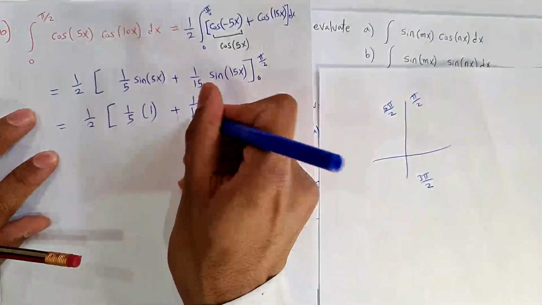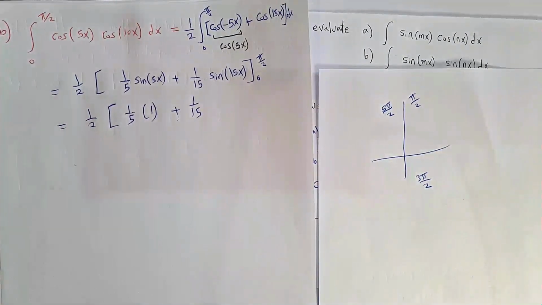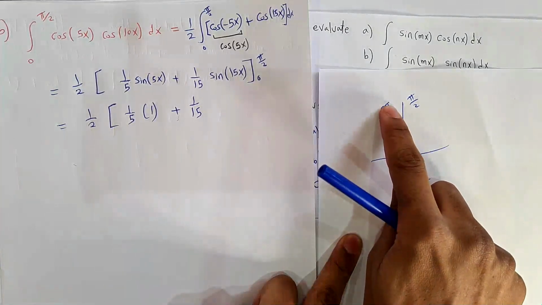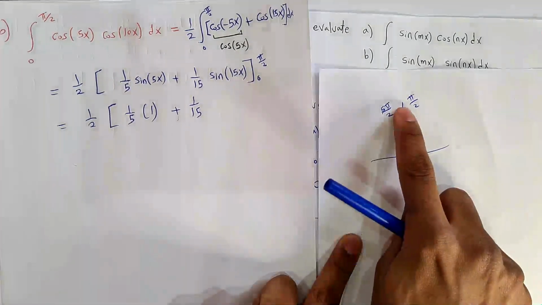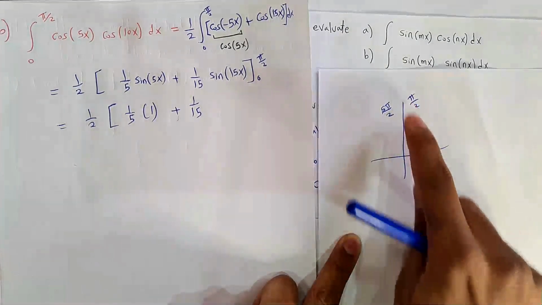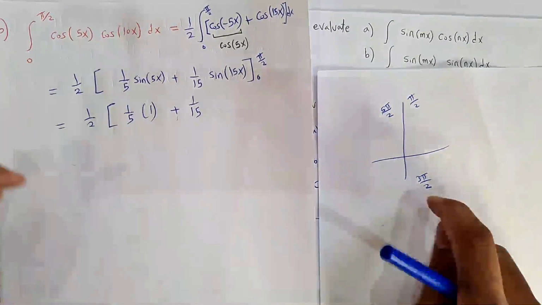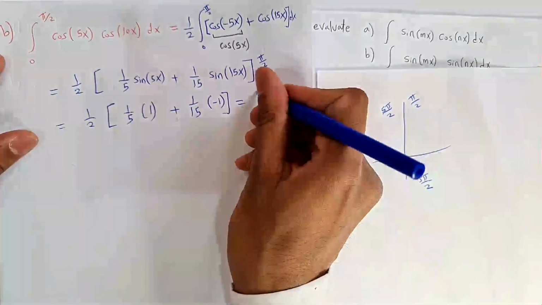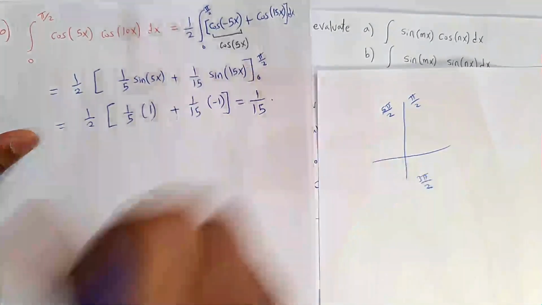Plus 1 over 15. What is sine 15 pi over 2? Let us see it this way. Pi over 2 here, 3 pi over 2 here, 5 pi over 2 here, 7 will be here, 9 here, 11, 13, 15 will be here. So the sine here will be negative. And if you evaluate this, you will get 1 over 15.